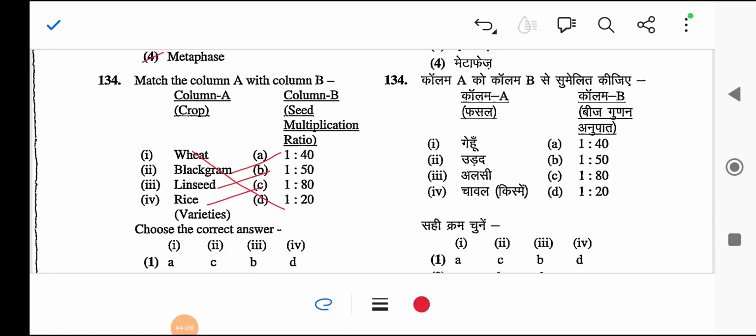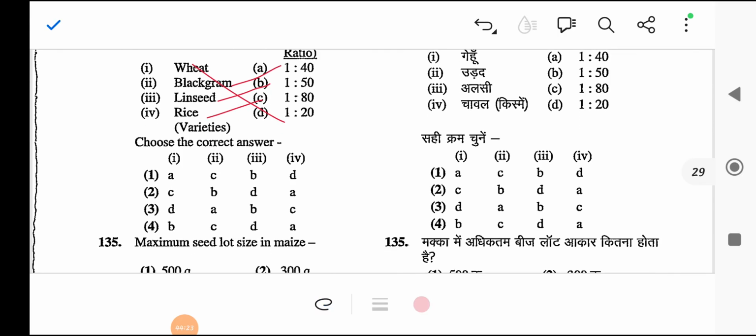Okay, so rice is having the highest seed multiplication ratio. Wheat is the least, 1:20. Linseed is 1:50 and black gram is 1:40. So the answer here is C.